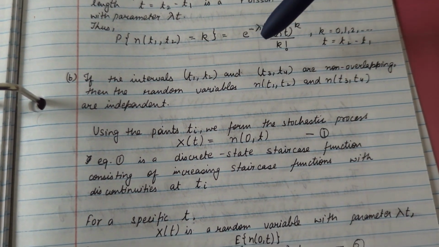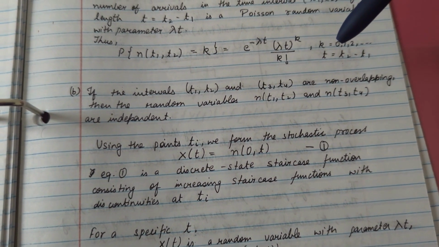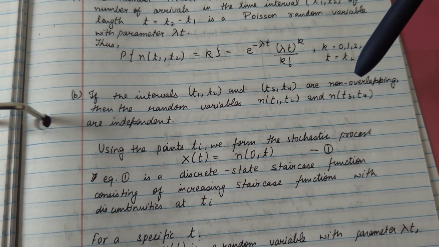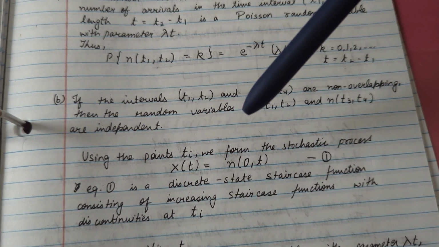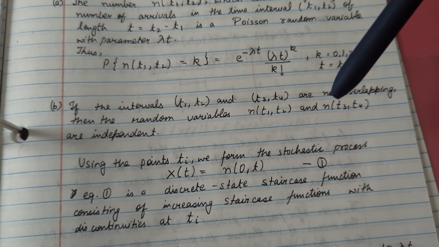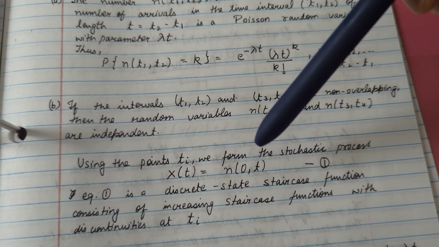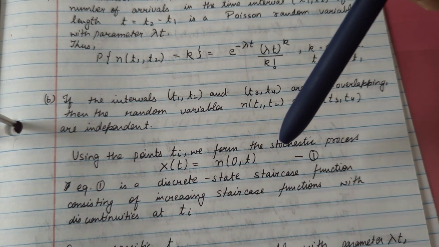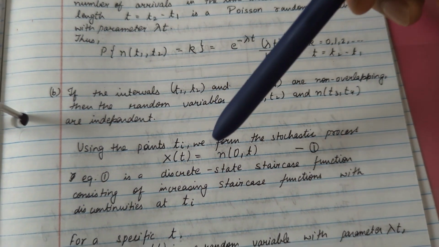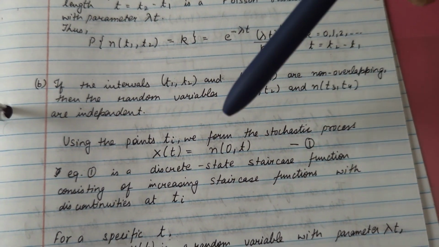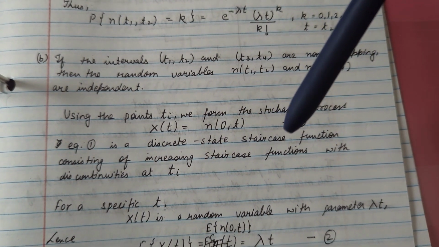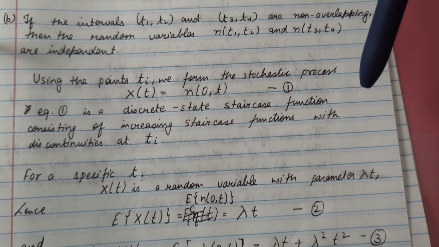If the intervals (t1, t2) and (t3, t4) are non-overlapping, then the random variables n(t1, t2) and n(t3, t4) are independent. Using the points ti, we form the stochastic process x(t), which is n(0, t). Now, equation 1 is a discrete state, increasing staircase function with discontinuities at ti. For a specific t, x(t) is a Poisson random variable with parameter lambda t.